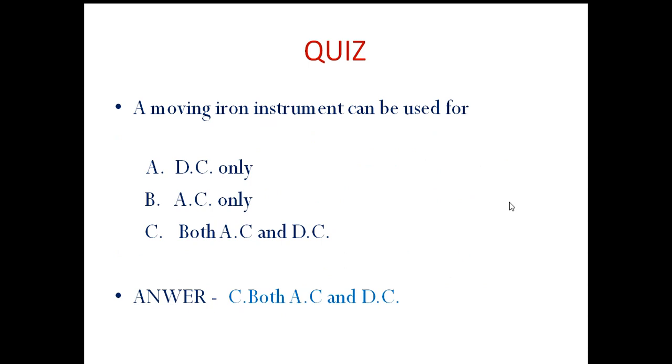Now we will attempt a quiz on these moving iron instruments. A moving iron instrument can be used for option A, DC; option B, AC; option C, both AC and DC. Just now we have seen it will be used for both AC and DC. Option C.